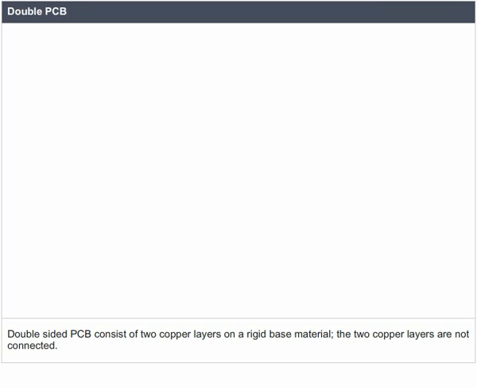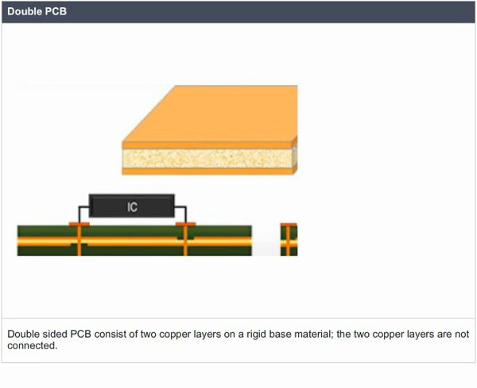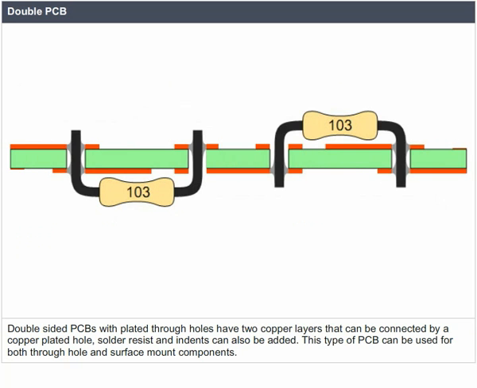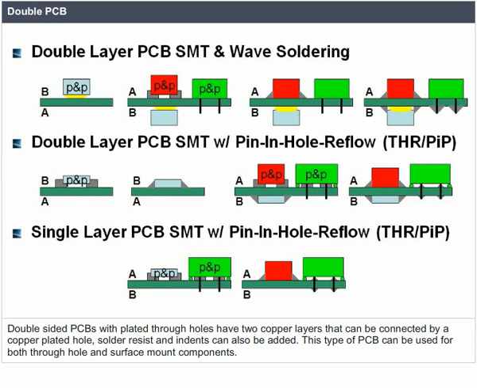Structure of double-sided PCB. Double-sided PCB consists of two copper layers on a rigid base material. The two copper layers are not connected. Double-sided PCBs with plated through holes have two copper layers that can be connected by a copper-plated hole. Solder resist and indents can also be added. This type of PCB can be used for both through-hole and surface mount components.